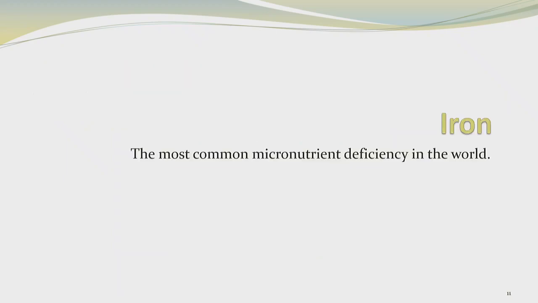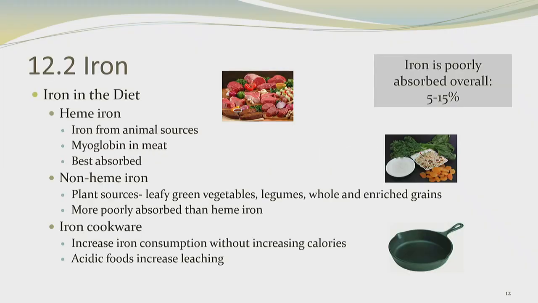So now we move on to iron. Iron is the most common micronutrient deficiency in the world because you can find it in developing settings and low resource settings. You can also find it in high resource settings as well. As a nutrient, iron is poorly absorbed, and I guess that's why you can find the deficiency everywhere. It's pervasive.